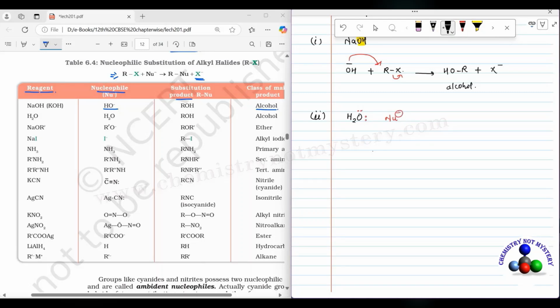When it attacks on alkyl halide. So here this is H2O. It has lone pair of electrons. When it reacts with alkyl halide, these lone pair of electrons will make bond with the alkyl group and expel the halogen in the form of halide ion. As a result of it, you will get this is oxygen. It will make bond with the alkyl group. As it donated lone pair of electrons, it will develop positive charge.